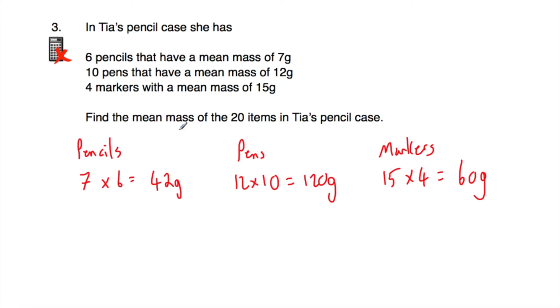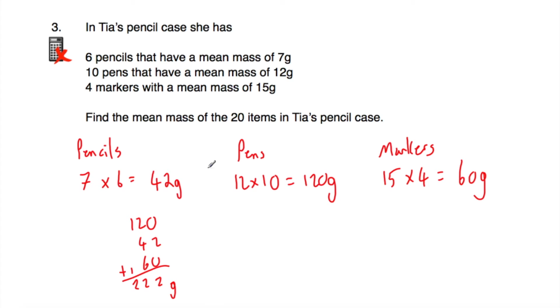So now we've got the masses of the pencils, the masses of the pens, and the masses of the markers. If we add those all up, that'll tell us the total mass of those items. So let's add these up and see what we get. So 120 plus 40 plus 60. So 0 plus 0 is 0, 2 plus 4 is 6, plus 6 is 12, so put the 2 down, carry 1, and 1 plus 1 is equal to 2. That means the total mass of the items is 222 grams.